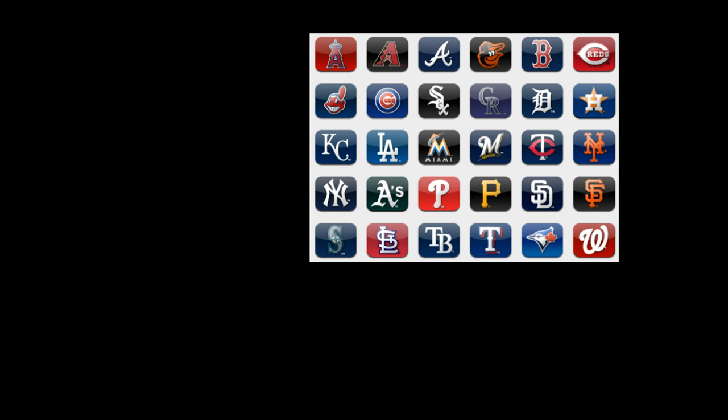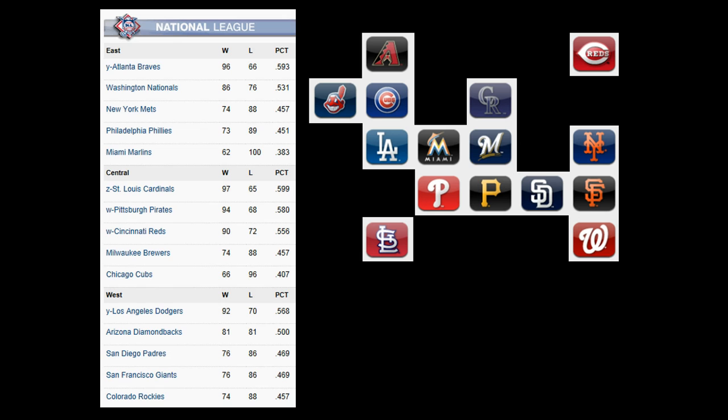So here's where we're going to get the data that we'll be working with. There are 30 teams in Major League Baseball. Now that's a lot of teams, so we're going to only look at the teams in the National League. That's 15 teams, and you'll notice the 15 teams are broken into an East Division, a Central Division, and a West Division. The statistics we'll be looking at are from the 2013 baseball season.